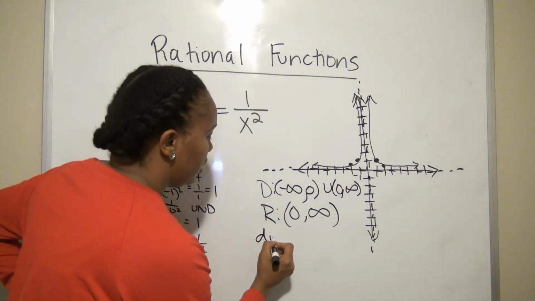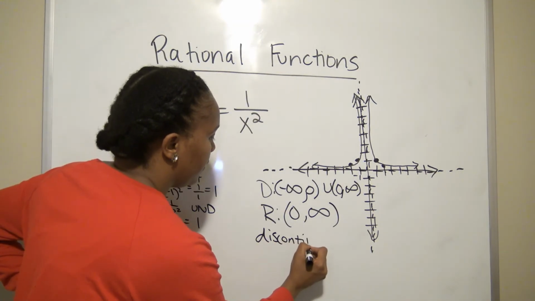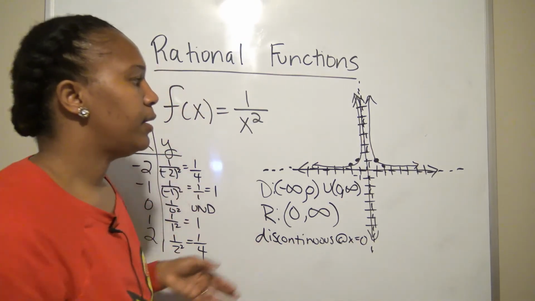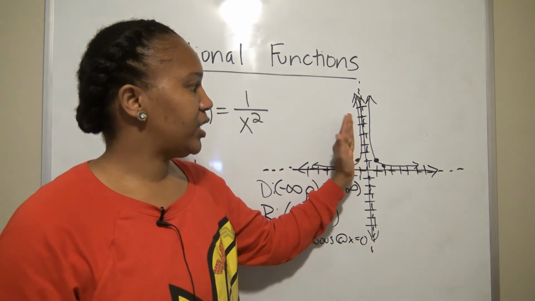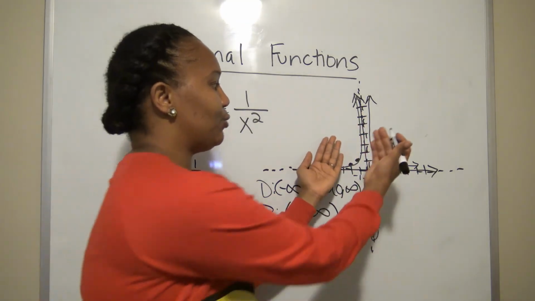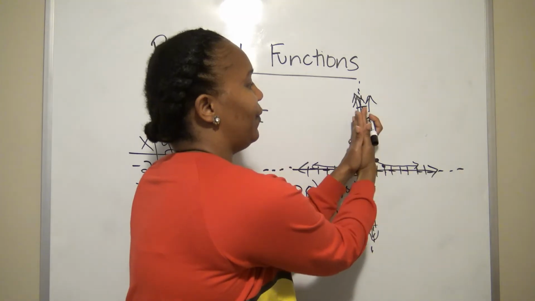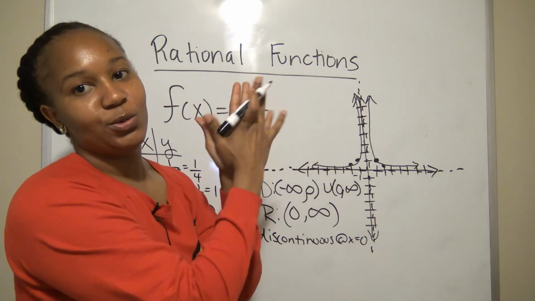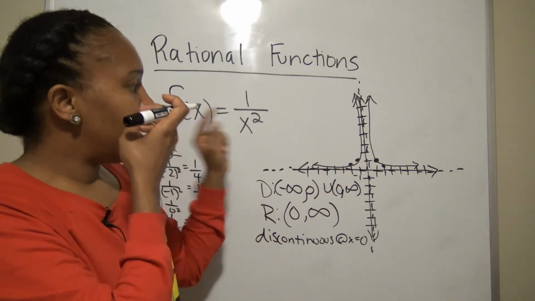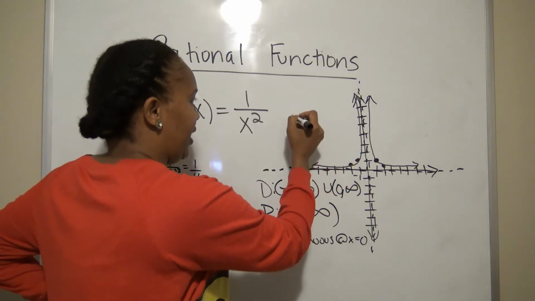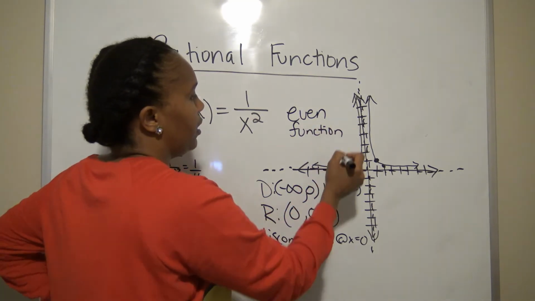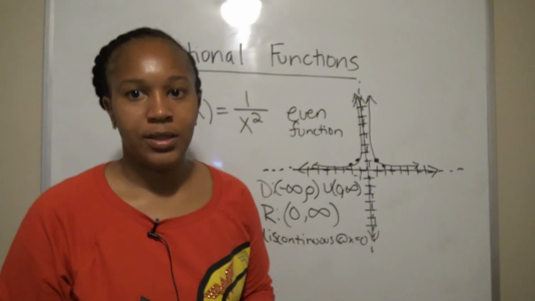This graph is also discontinuous at x equals 0. And this graph is a reflection about the y-axis. So this graph is reflected. If I was to take the y-axis and fold it up, what's in those quadrants will lay directly on top of each other. And because of that, this function is an even function, because it's symmetric about the y-axis.